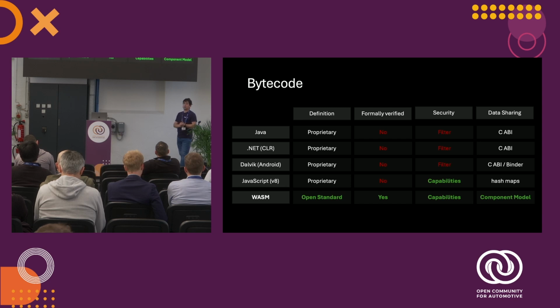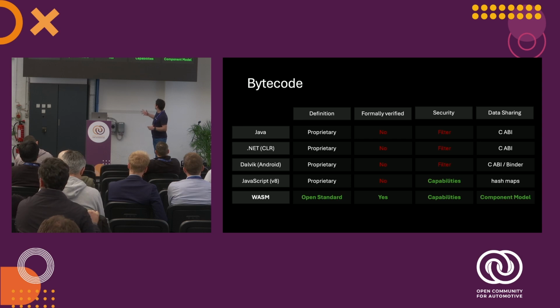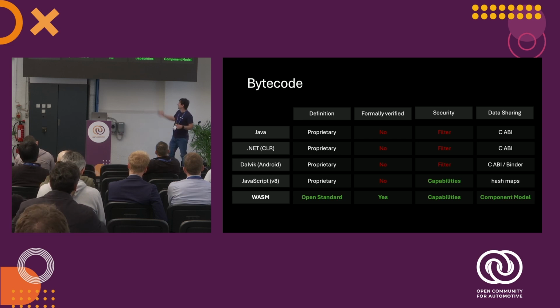When it comes to security, Java, .NET, Dalvik, they filter things. They don't allow you to exit the sandbox, and I quote, the sandbox. But Java and .NET were built for applications. They had the idea in mind that you need to access the computer's resources. It's an app running on your computer, and you know what you run. So they can filter things.